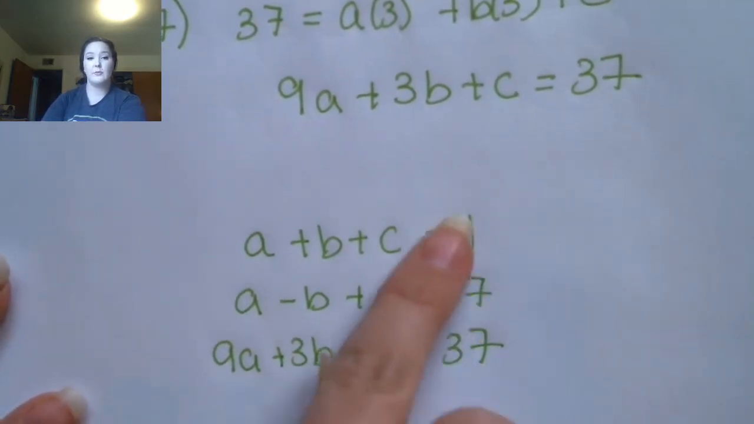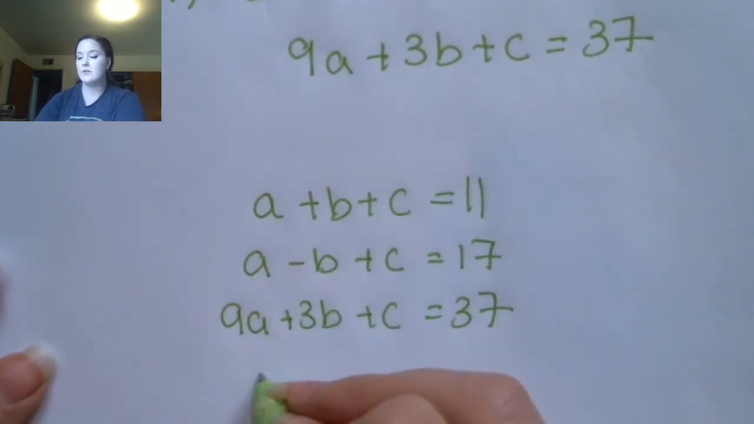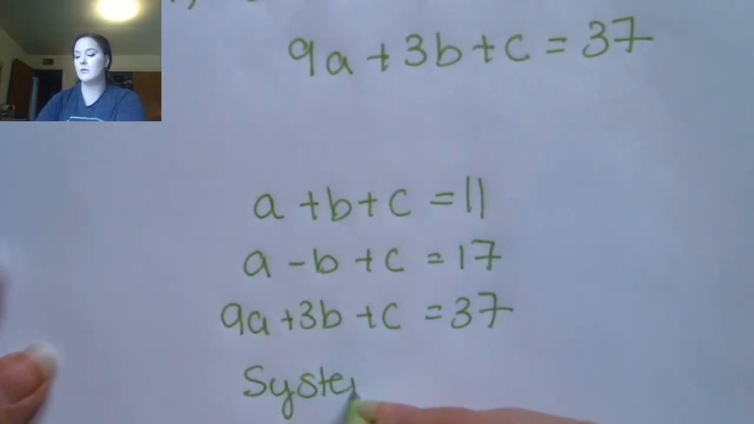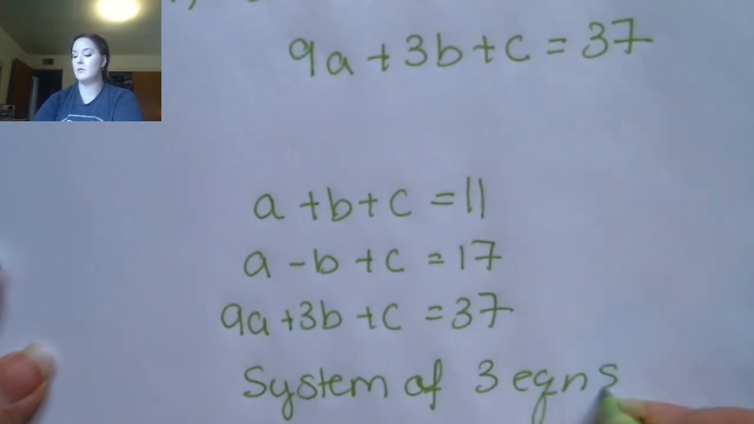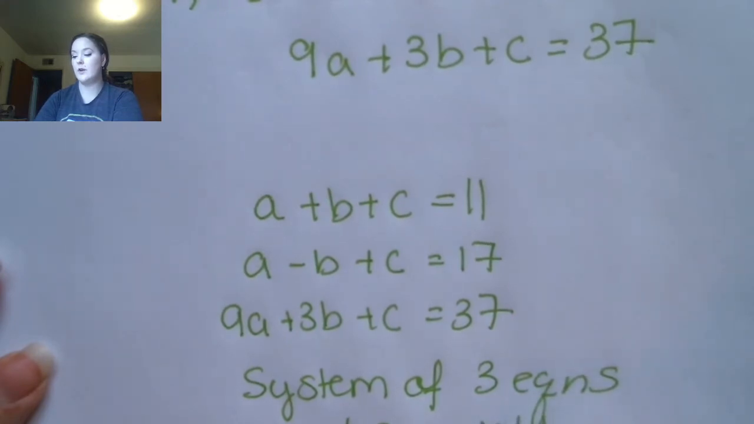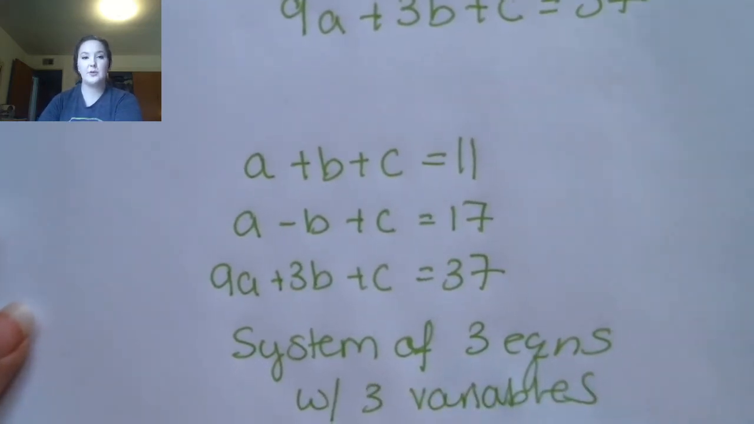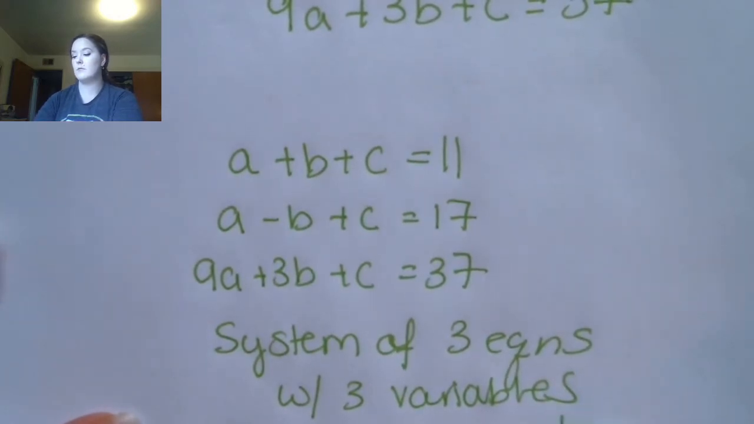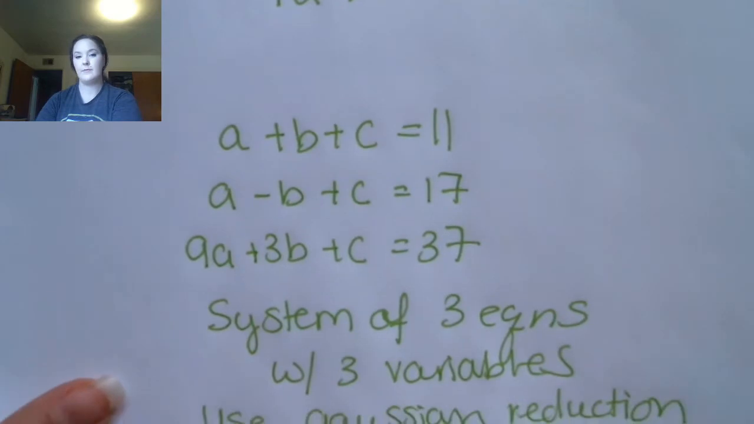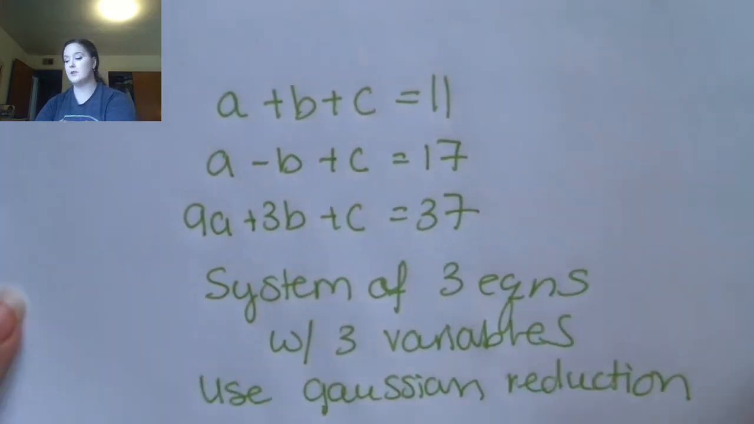So this should look familiar to you. This is a system of 3 equations with 3 variables, and we studied this in chapter 2. So we are going to use Gaussian reduction to solve for a, b, and c. All right, so let's look at that.